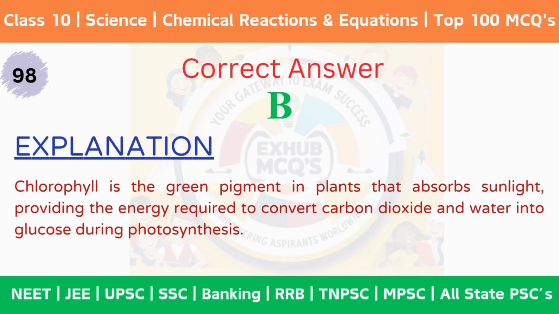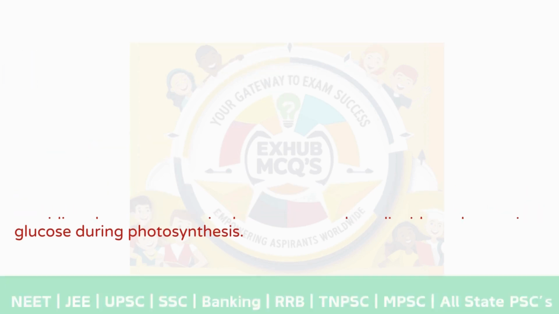The correct answer is option B, absorbs sunlight. Explanation. Chlorophyll is the green pigment in plants that absorbs sunlight, providing the energy required for converting carbon dioxide and water into glucose during photosynthesis.